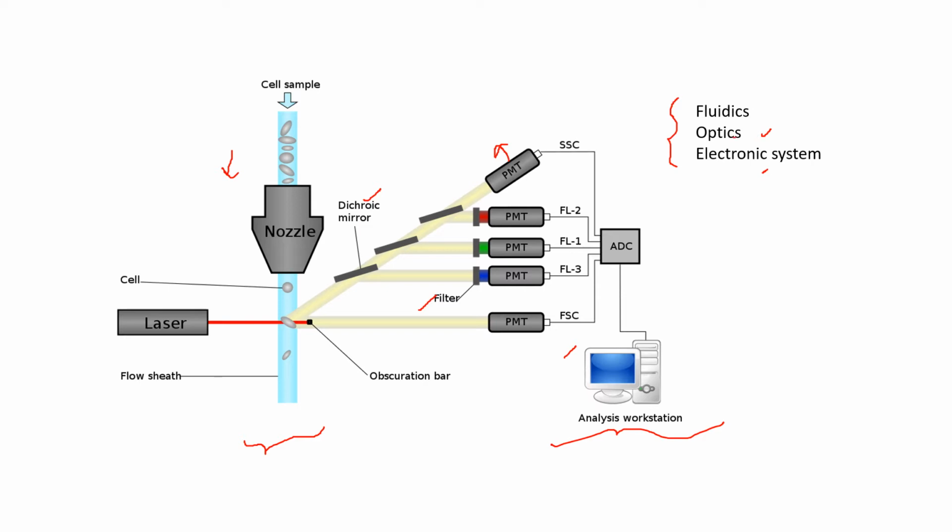Second one is the optics. Optics includes dichroic mirrors and filters. These dichroic mirrors and filters are used because many fluorochromes are used to detect the cells. So different kinds of wavelengths are emitted. If it is not filtered, they may overlap. So dichroic mirrors and the filters are used to pass filters or to select specific bands.